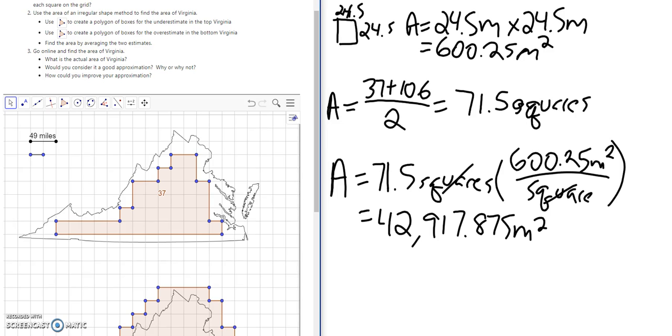So if I wanted to get more exact, what I could do is I could make the grid smaller, make each of those squares worth a smaller amount, but also by having them smaller, I could get closer to the edges.